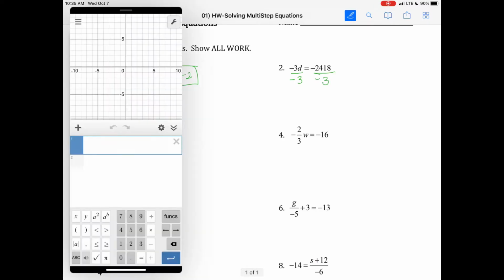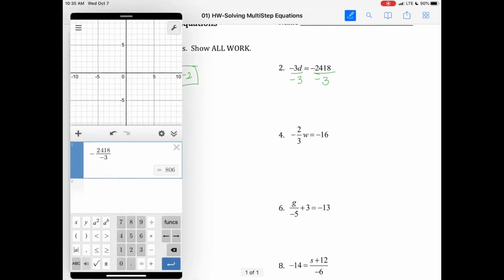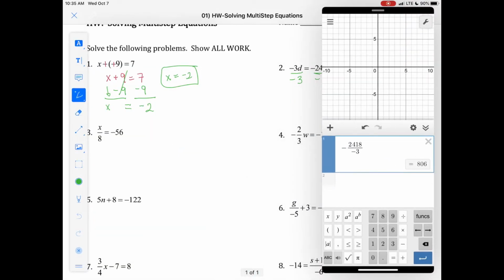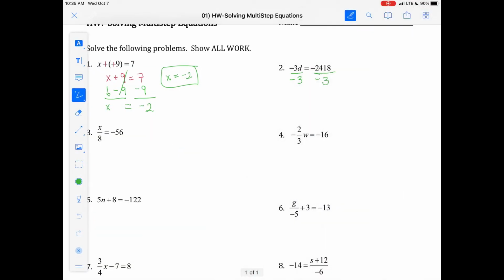And if we do that, I'm going to write it as negative 2418 divided by negative 3, and there it is. It's telling us that answers 806. Whoops. So I know that my d, and it's a negative divided by a negative, so I know positive 806. So I'm going to have you try an example.